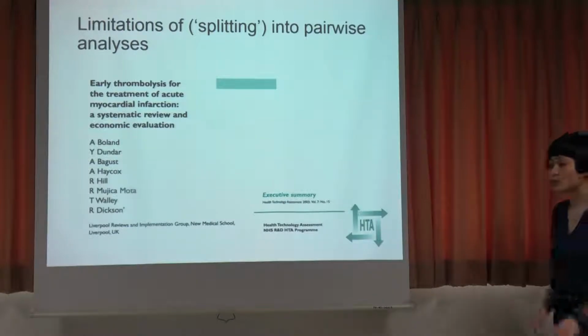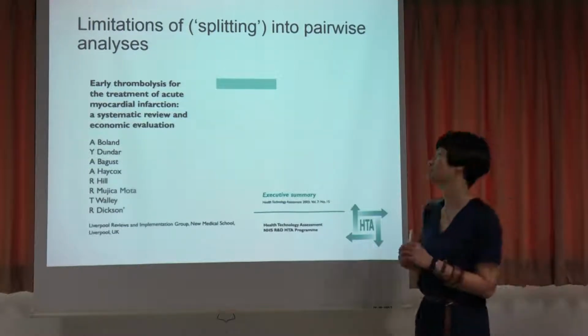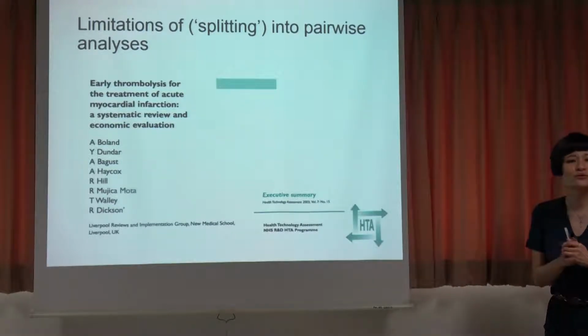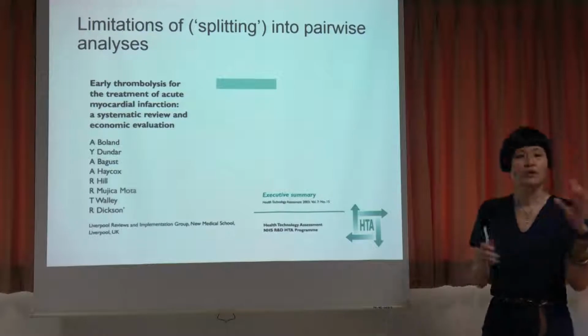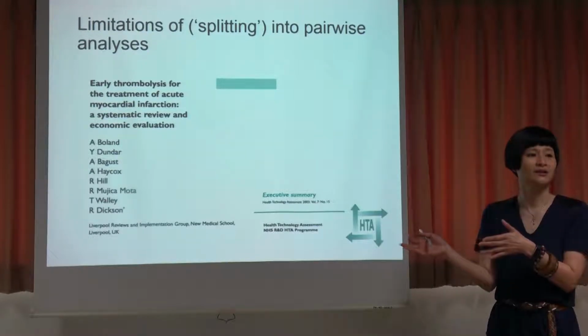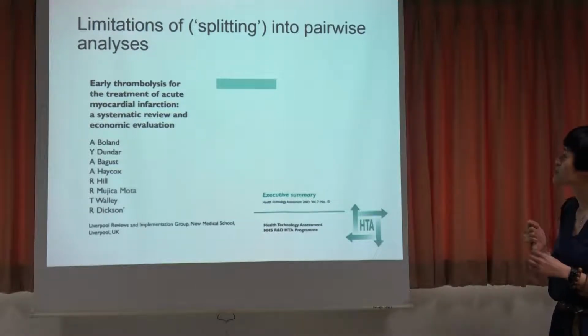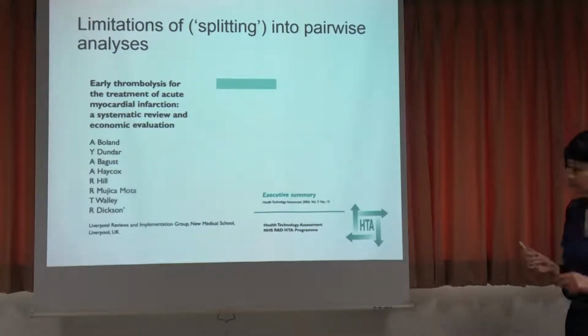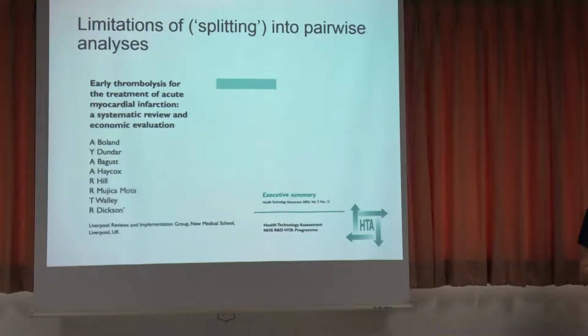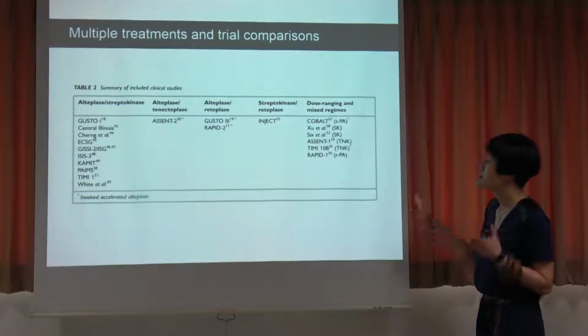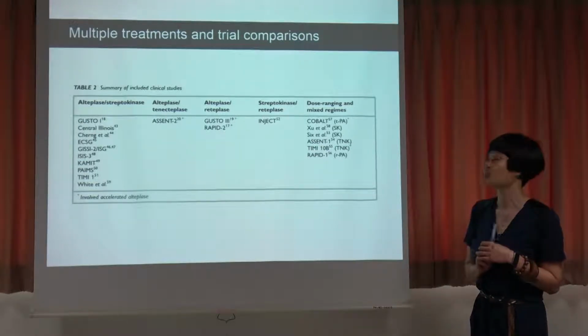Now, so lumping is not a particularly great approach. What about splitting? So the other option is we can look at the pairs separately. I'll show you this with this example. This is a health technology assessment of early thrombolysis for the treatment of acute myocardial infarction, systematic review and economic evaluation. So in terms of studies, these are the studies that they found in the systematic reviews.